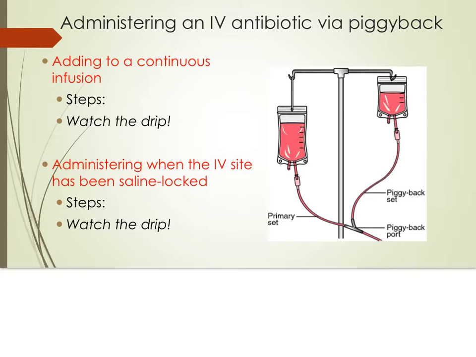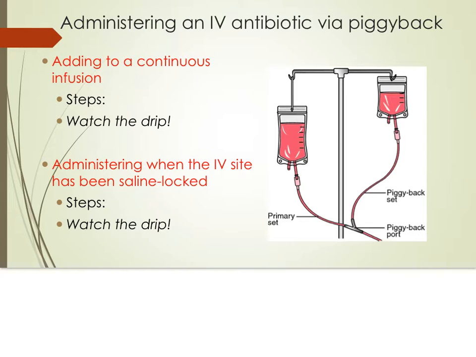When administering an antibiotic and the patient already has a continuous infusion running, here are the steps to follow. Wash your hands, verifying the medication, including expiration date and compatibility. Clamp the secondary tubing, remove the spike cover, and spike the antibiotic bag, being careful not to contaminate the tip. Clean the upper injection port of the primary tubing well with alcohol for a minimum of 30 seconds and be sure to scrub the threads.